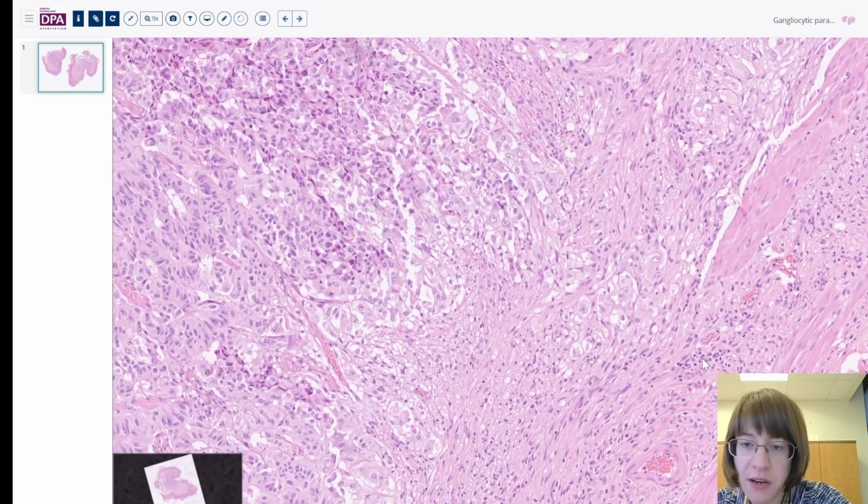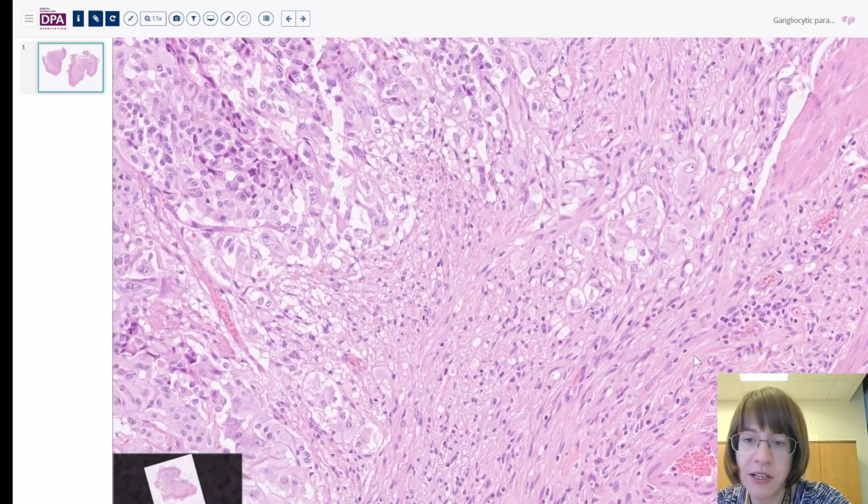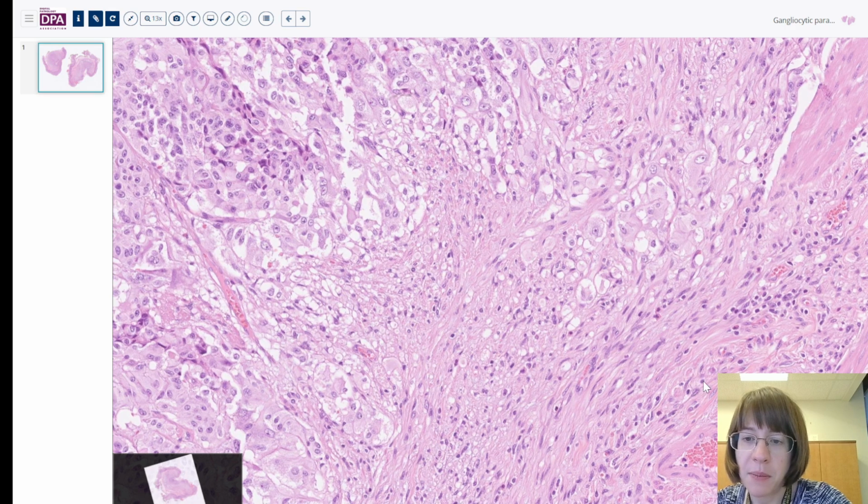All right, so here's another area that I'd like to highlight, and this area looks very different. We have, instead of our epithelioid cells, a spindle cell population here, and if I were to do immunostains, it would be positive for S100 and SOX10, similar to how a Schwann cell would label.